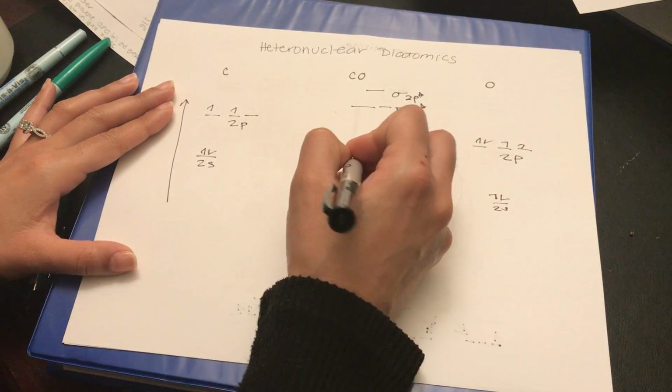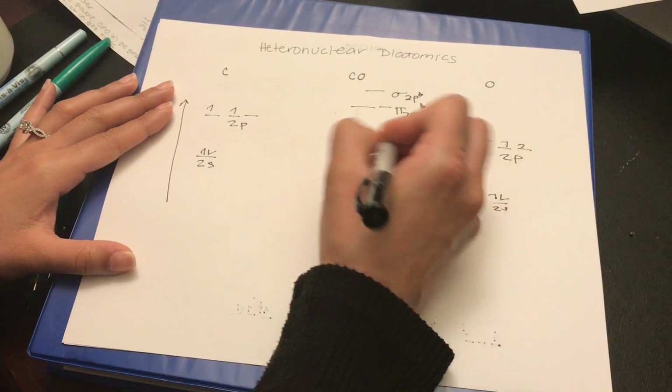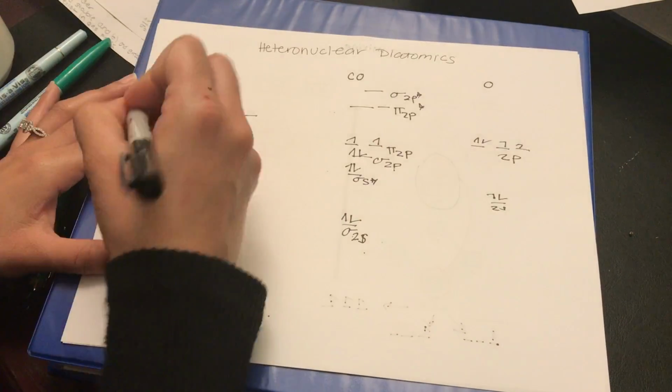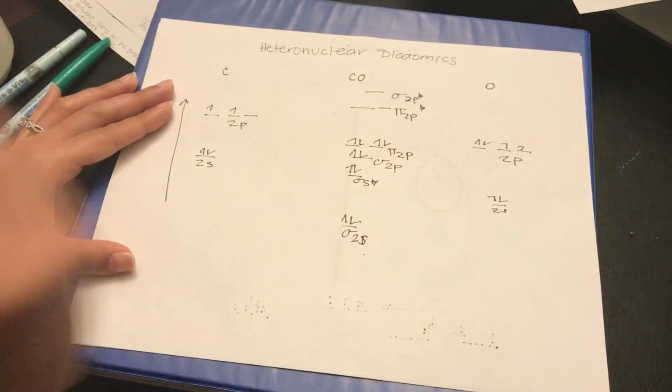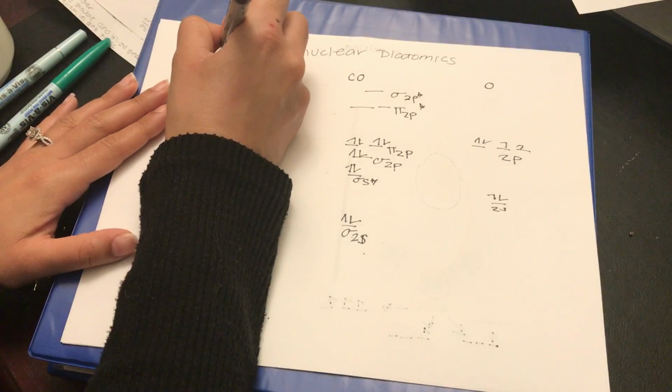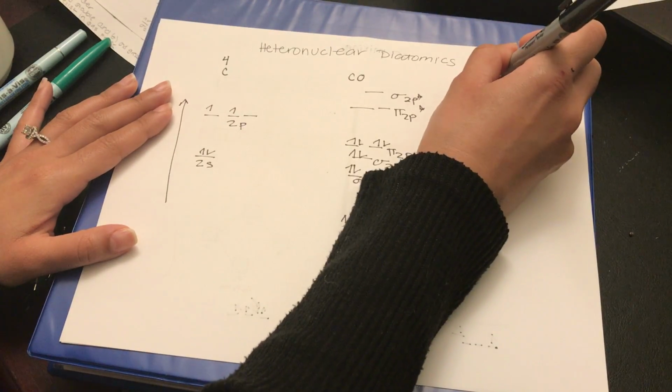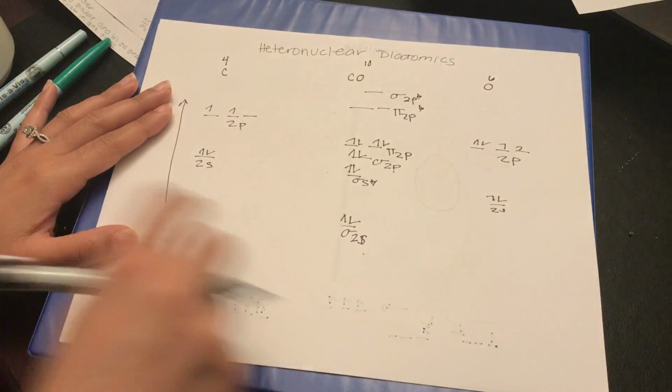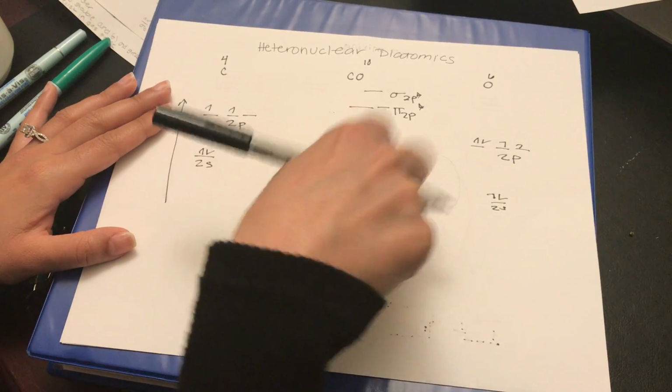So you have the bonding that will be contributed from the oxygen, and then you finish the molecule with the carbon. Now, carbon has 4 valence electrons and oxygen has 6, so the molecule should have 10. 2, 4, 6, 8, 10.